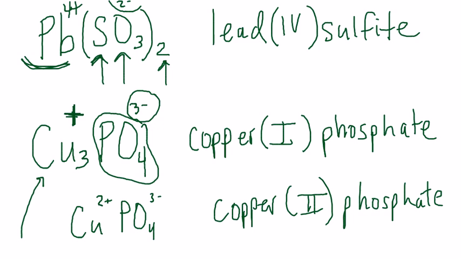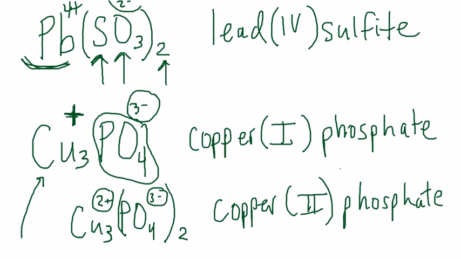Well, if the copper has a charge of 2+ and the phosphate as a group carries a charge of 3-, the least common multiple would be a 6. So it would be Cu3(PO4)2. That would be copper 2 phosphate.